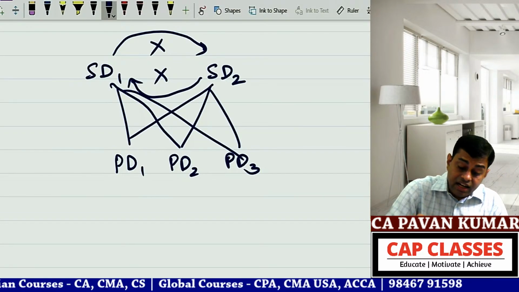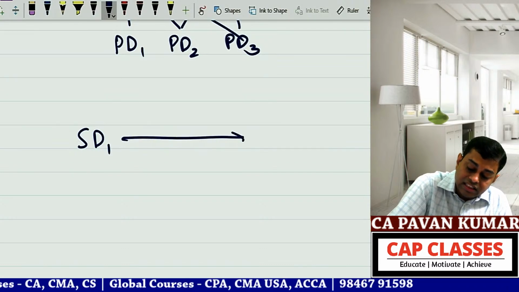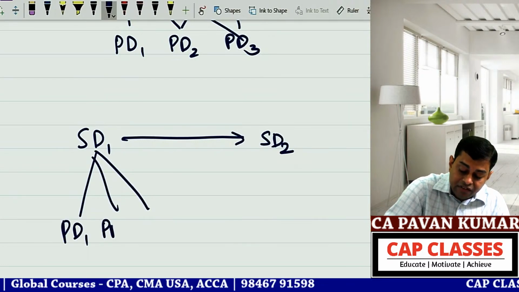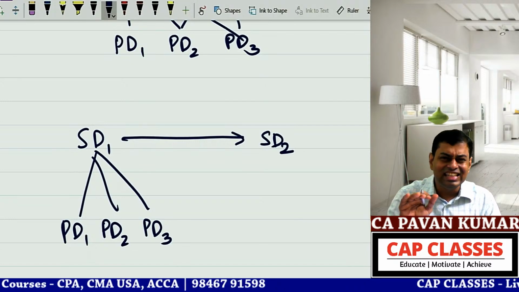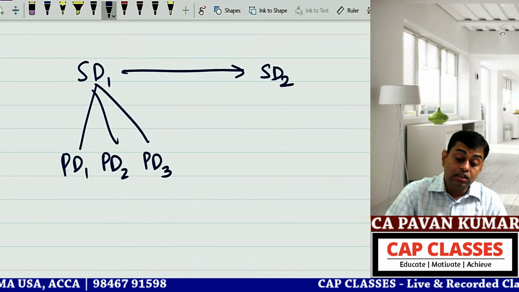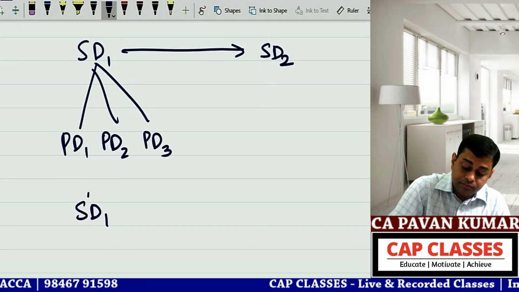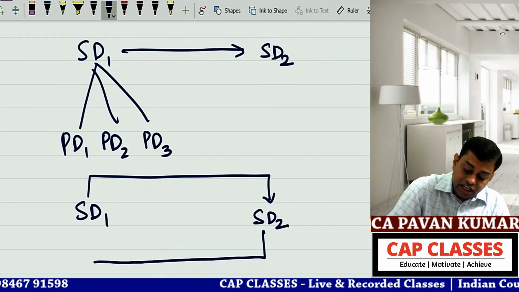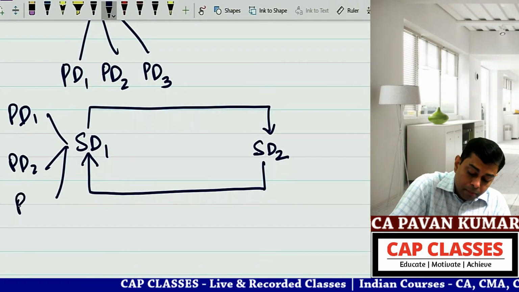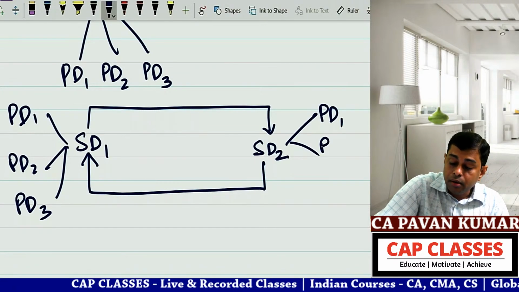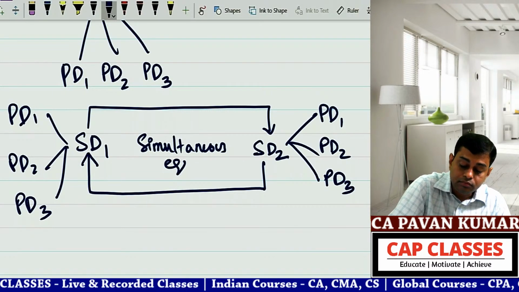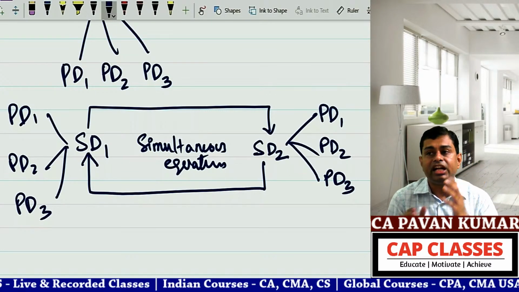Happy. Second situation is service department 1 is giving service to service department 2 also, in addition to giving services to PD1, PD2, PD3. Now also it is easy. The expenses of SD1 will be apportioned between PD1, PD2, PD3 and SD2. Third situation, what happens? SD1 is rendering services to SD2, SD2 is rendering services to SD1, and SD1 is rendering services to PD1, PD2, PD3. SD2 is also rendering services to PD1, PD2, PD3. Here we need to use simultaneous equations. A little bit of mathematics.